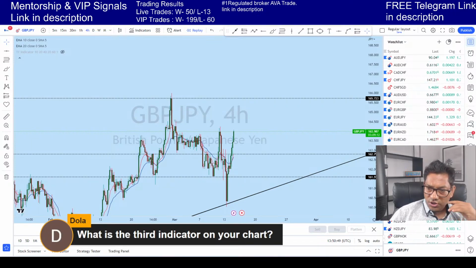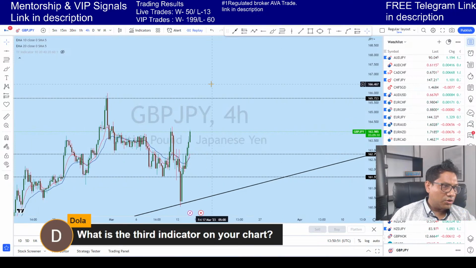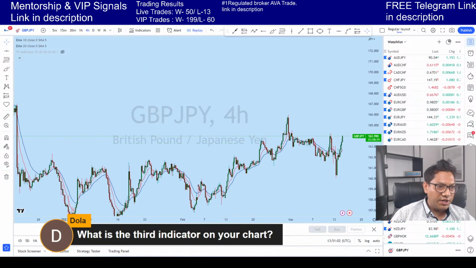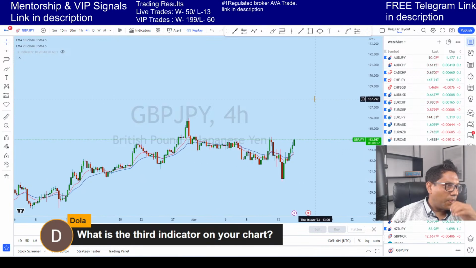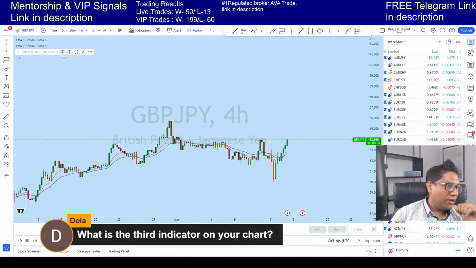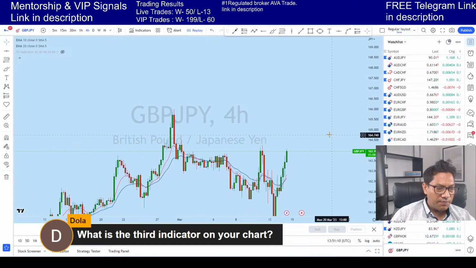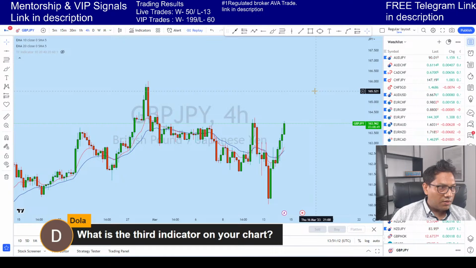Dola asked a question: what is the third indicator on your chart? So the third indicator, which one? Okay, so this one is the TF indicator. This is our TF, or trend following strategy indicator. It's our strategy translated into a Pine script. Hopefully you got it.